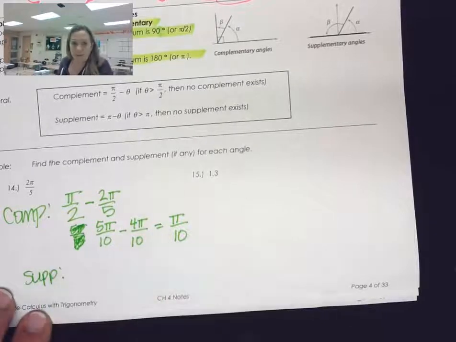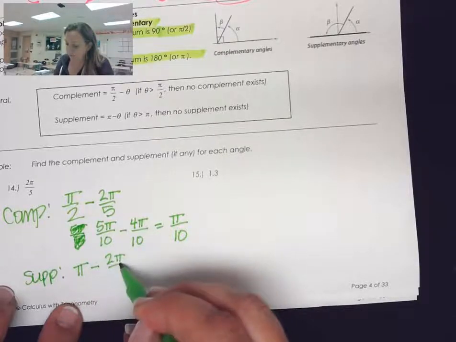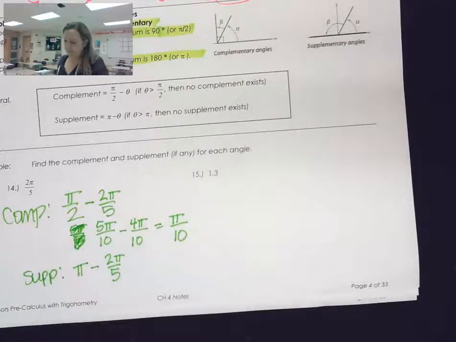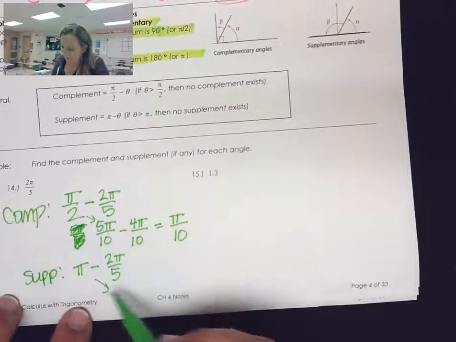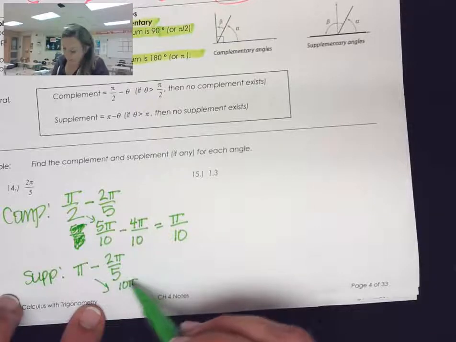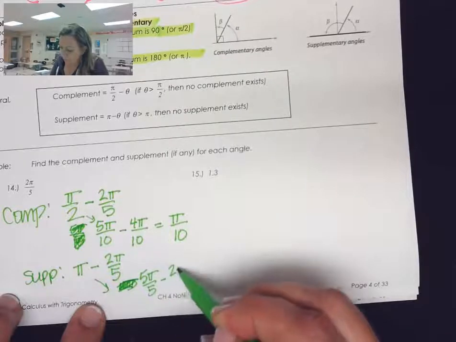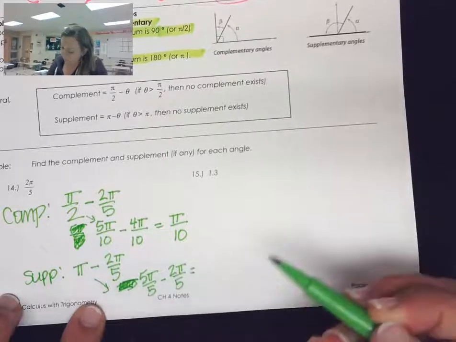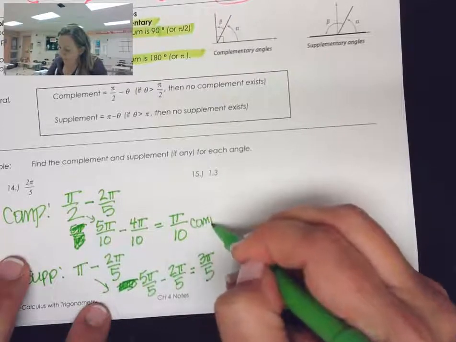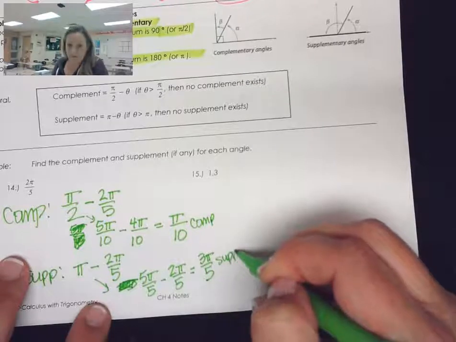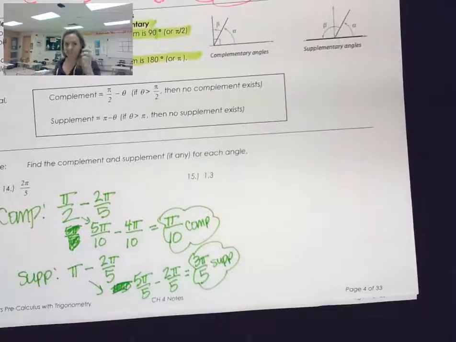For supplementary angles, what we do is we take pi minus the angle in question. So we would take pi minus 2 pi fifths. So if I'm writing that with a common denominator, that would be 5 pi fifths minus 2 pi fifths, which would be 3 pi fifths. So that would be our complementary angle, and that would be our supplementary angle. So that's pretty much the rule that you use.